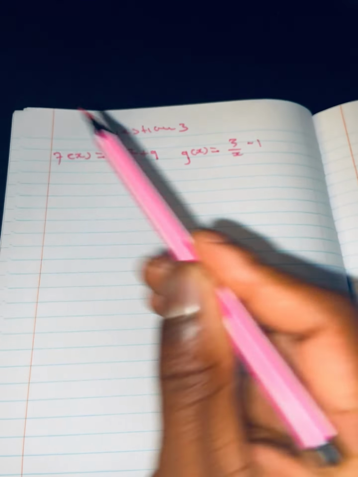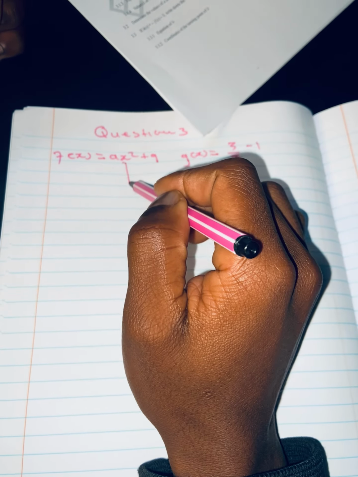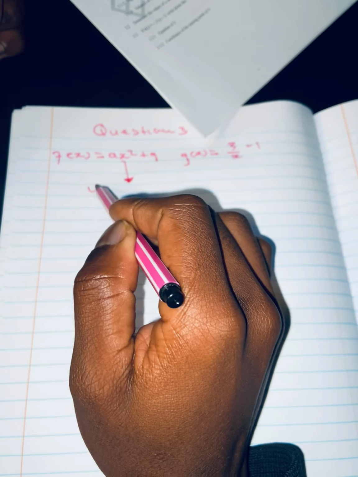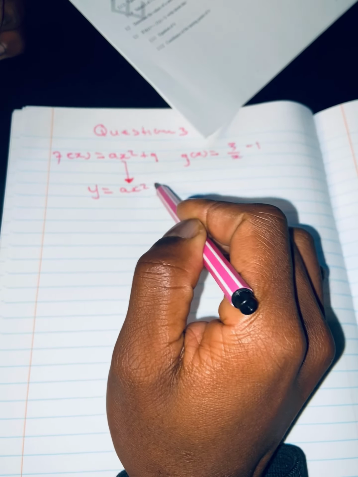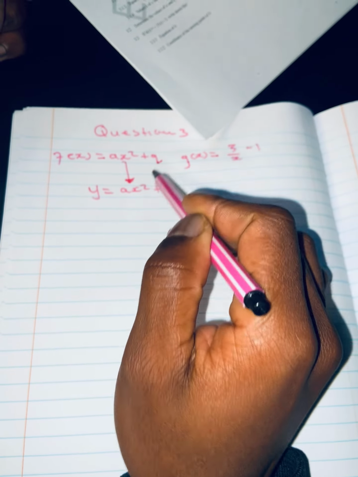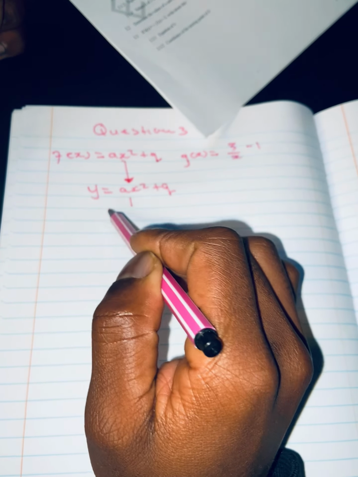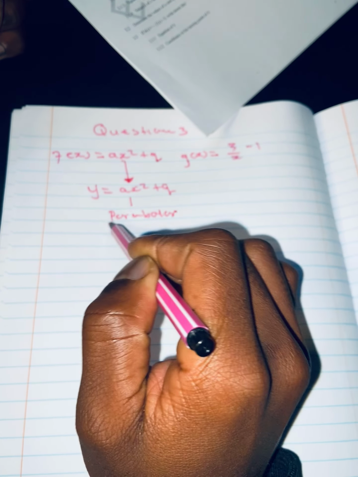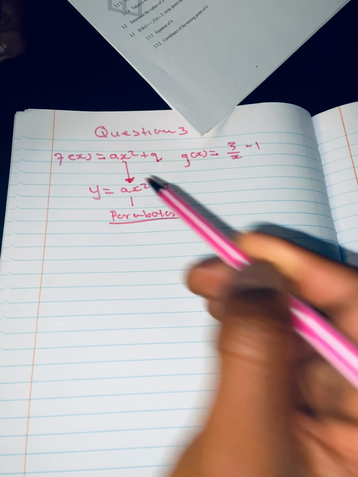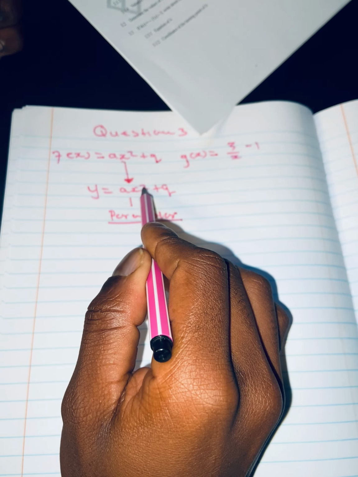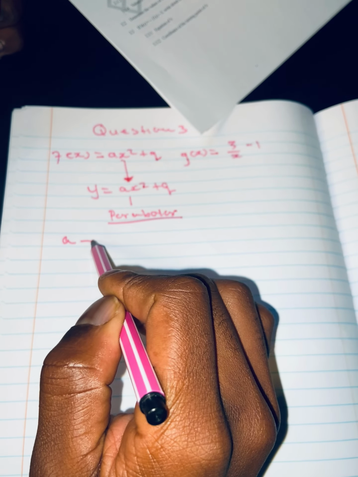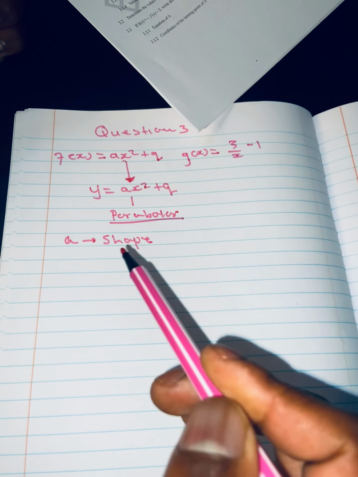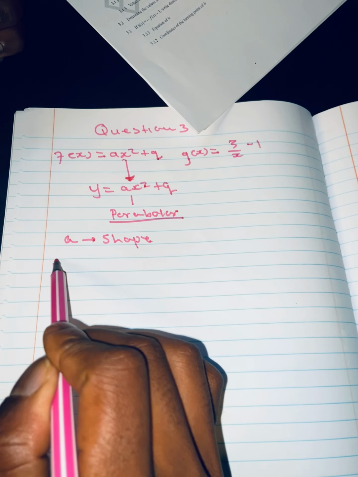For f(x), my good people, when you see an equation like this one, you must know that it is y = ax² + q. This equation is a parabola. What you need to know about the parabola is that it has this equation. Therefore, this a is the shape of the graph.